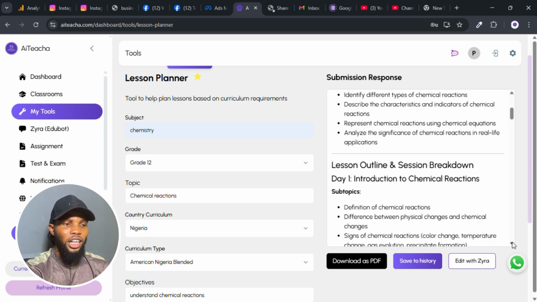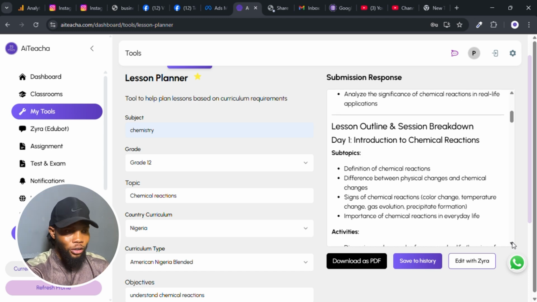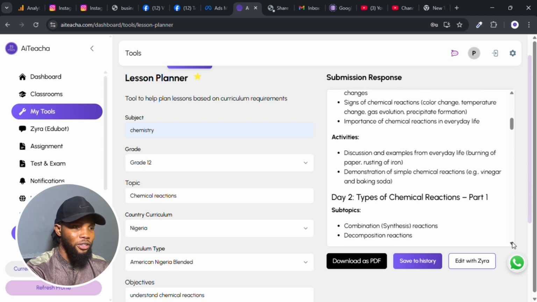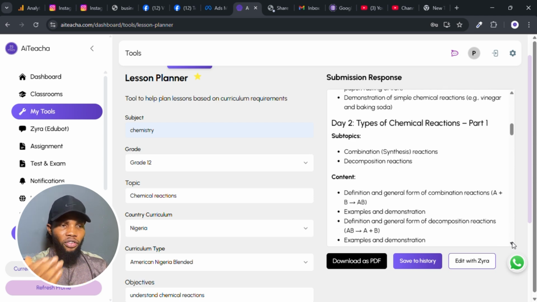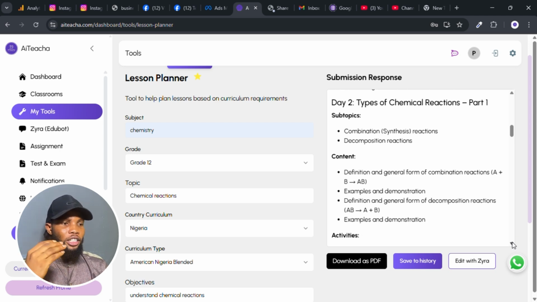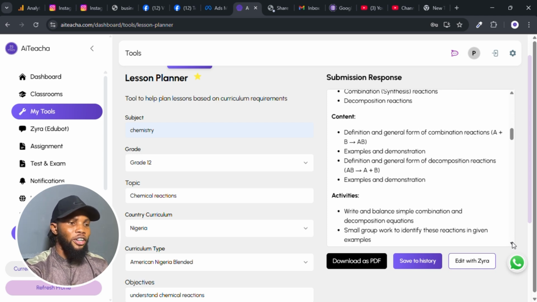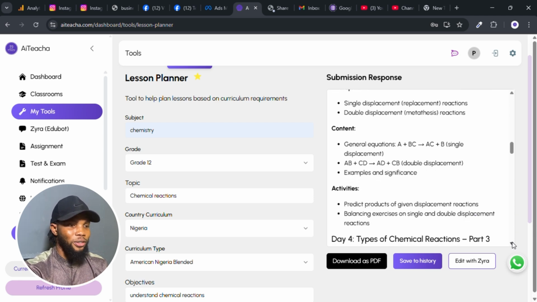Then it goes down to lesson outline and session breakdown. Day one, first day, you teach them the subtopics: definition of chemical reactions, difference between chemical reactions, signs of chemical reactions, importance of chemical reactions. Then you go down to advantages, discussions, and then some examples from everyday life. Then you scroll down, day two, types of chemical reaction part one, that's combination and decomposition reactions. You scroll down, check other contents, activities. Day three, subtopics, content, activities.